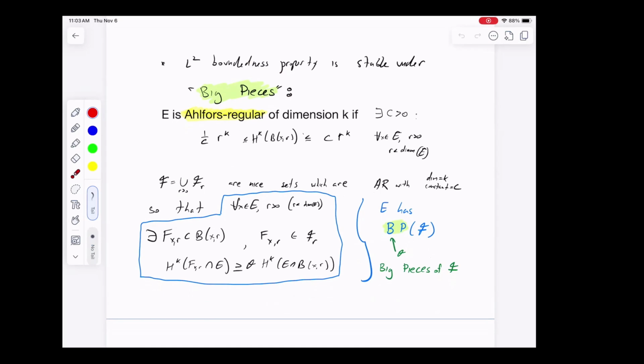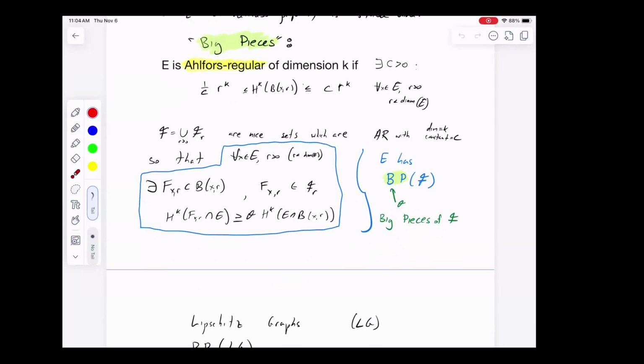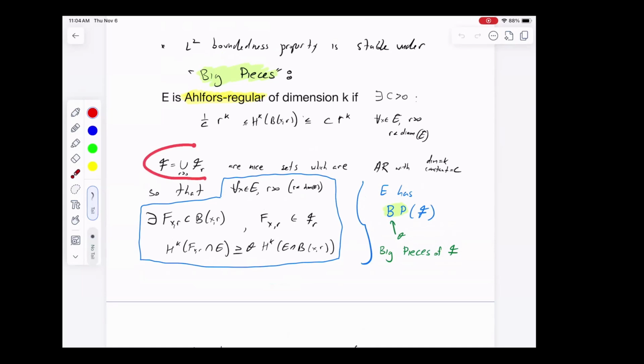We're going to assume that our sets are all Ahlfors regular of some fixed dimension K. Later on today, K is just going to be 2. We fix some Ahlfors regularity constant, meaning that the K-dimensional area of a ball is bounded above and below by r^K times a constant. And we're going to have a family of sets which we think of as nice. They're graded by scales. They're all Ahlfors regular of dimension K with some fixed universal constant.